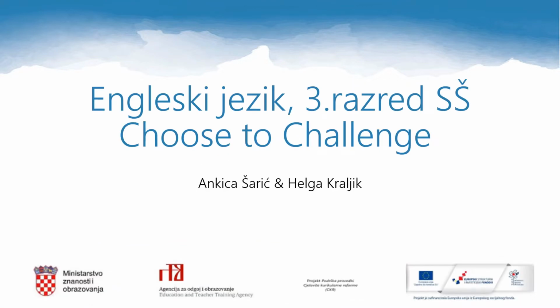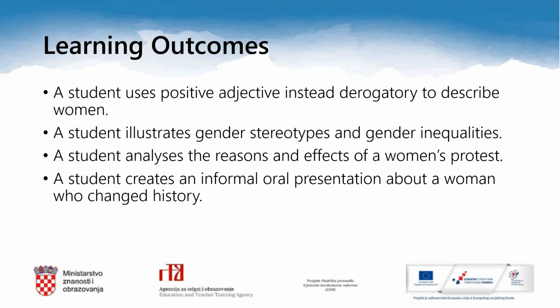This is an English lesson for the third grade high school students. And in today's lesson, we are going to challenge some stereotypes and biases. You're going to become more aware of the words we use to describe women. You're also going to think about the times when you witnessed gender inequalities, as well as analyze why women protested and the effect of their protest. And last but not least, you're going to prepare an informal presentation about a woman who, in your opinion, changed history.